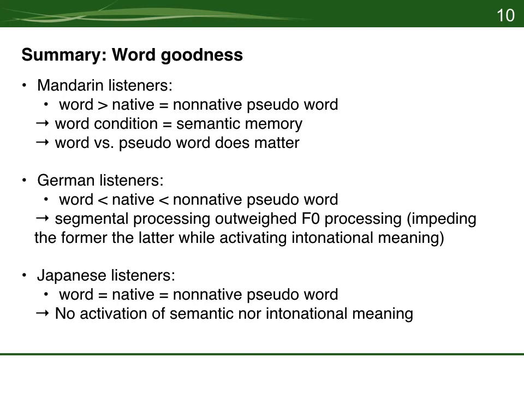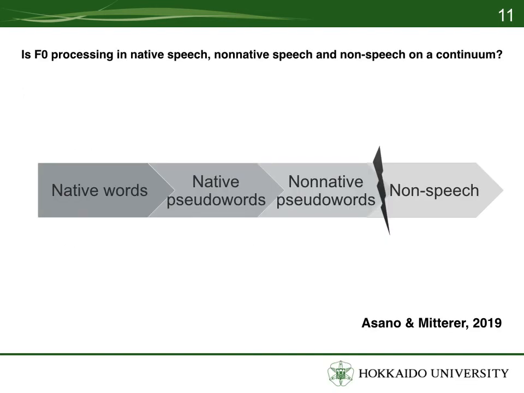Further, our Japanese listeners did not show any impediment by the violation of native phonotactic structures. The comparison between the German and Japanese listeners' performance again supports the claim that German listeners may have activated intonational meanings in processing F0 on the stimuli with higher word goodness, while Japanese listeners didn't. In summary, we claim that the data indicate the following. Mandarin listeners may have activated lexical meanings, while German listeners activated intonational ones, but Japanese listeners remained inactive for both meanings.